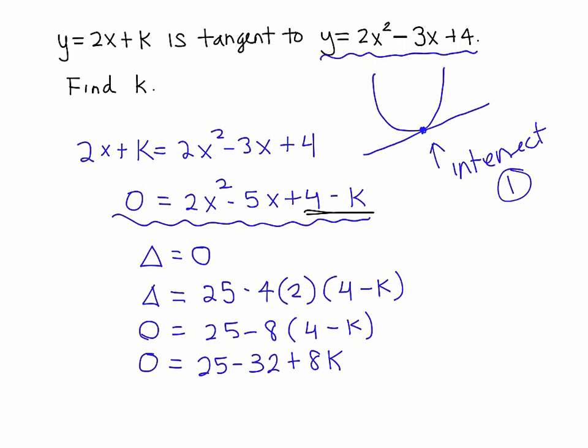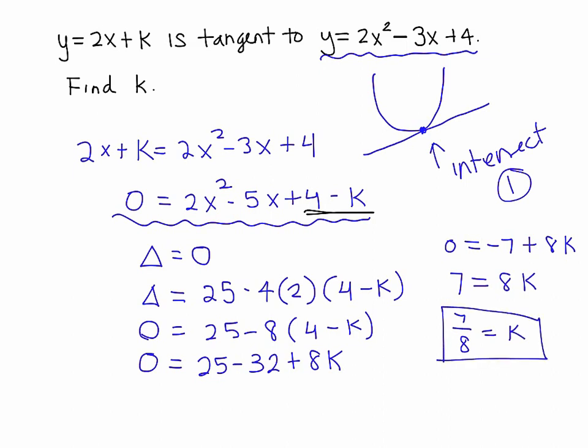25 minus 32 is negative 7, so 0 is equal to negative 7 plus 8k. That's 7 is equal to 8k. Dividing by 8 on both sides, 7 over 8 is equal to k. So when k is equal to 7 over 8, we have a line tangent to a quadratic function.